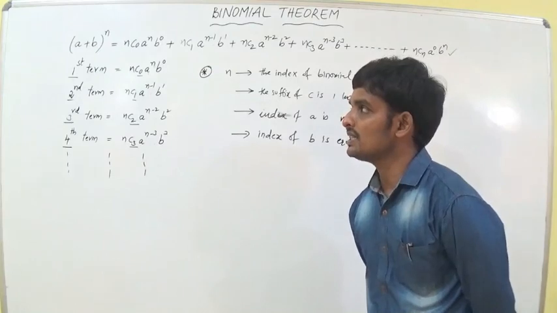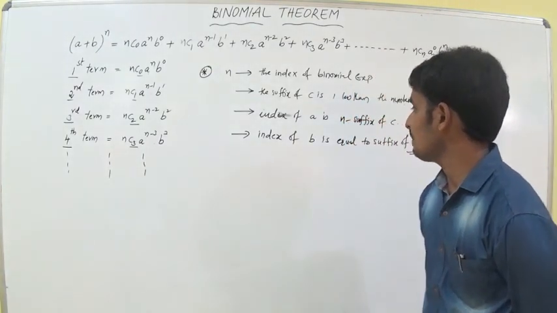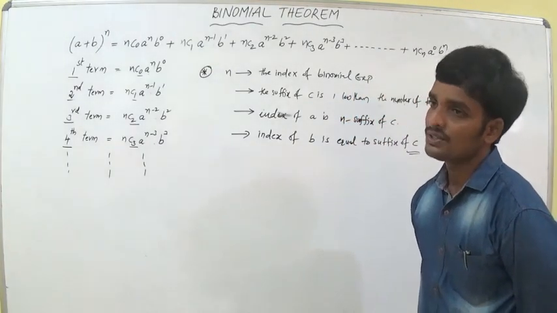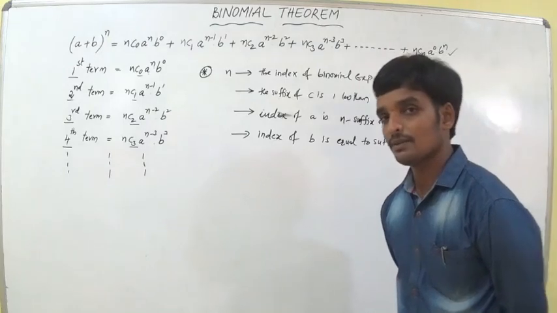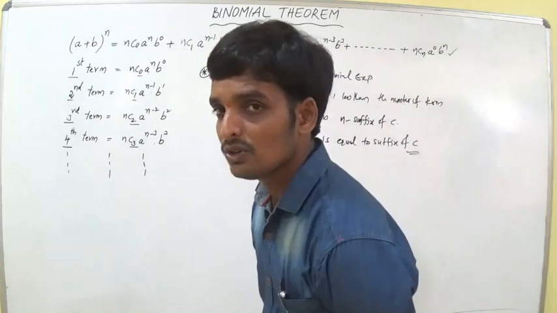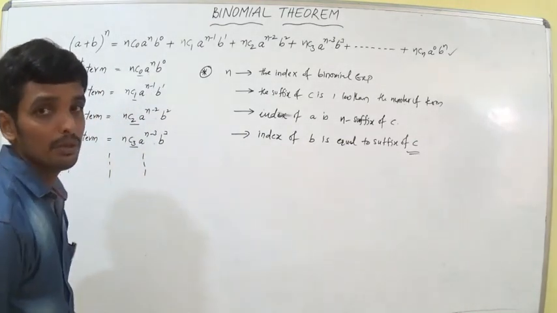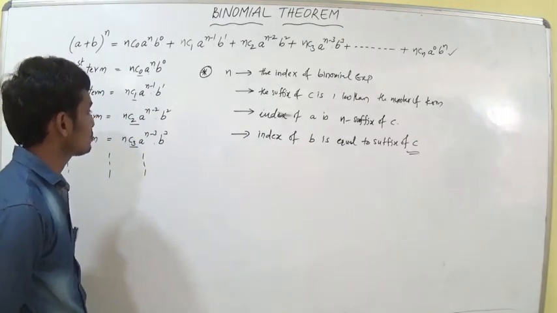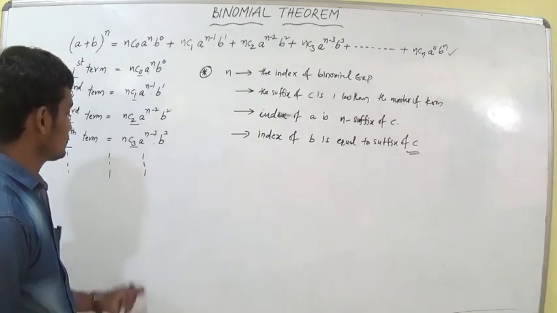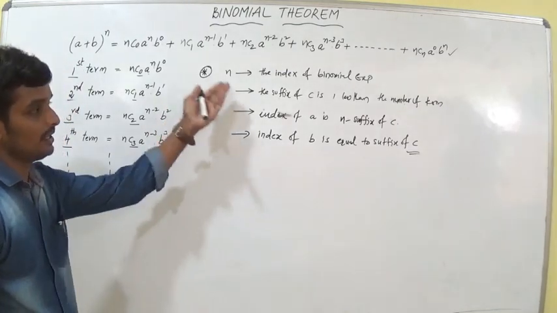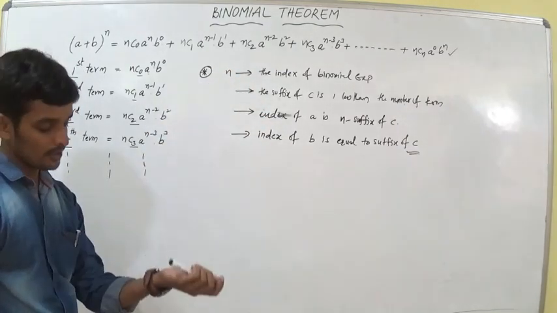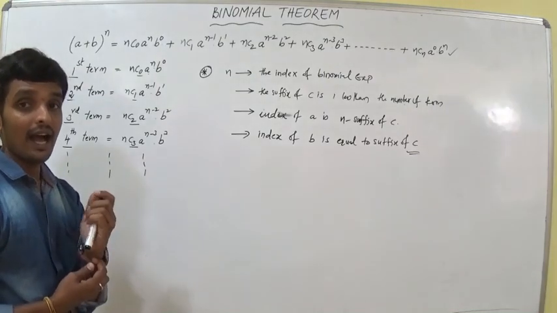The same way, now the b power. The index of b is equal to the suffix of C. In the first term, the suffix of C is 0, so it is b power 0. Suffix of C is 1, it has b power 1. Suffix of C is 2, b square. If the suffix of C is 13, b power 13. Like that. From these 4 points, now we are writing the rth term.